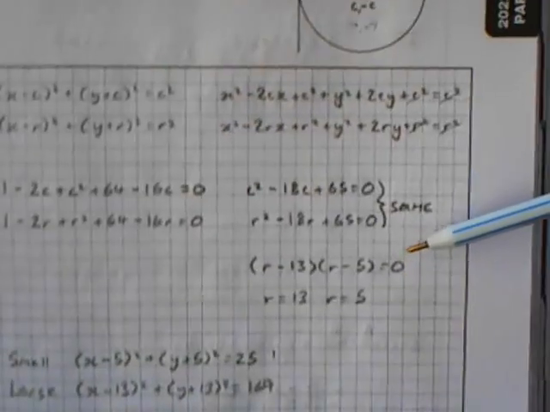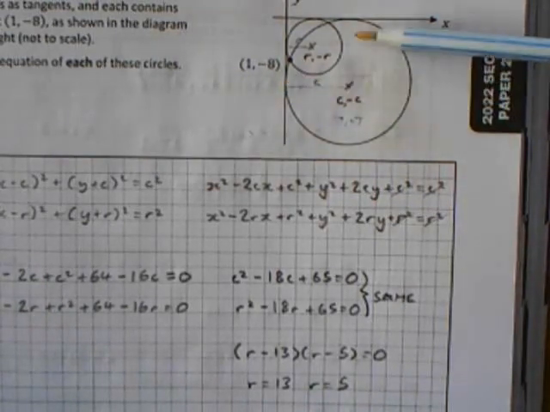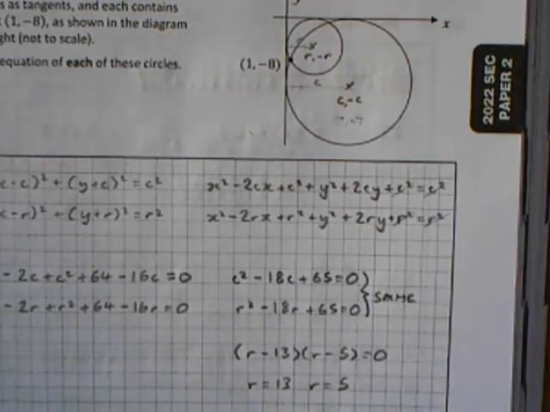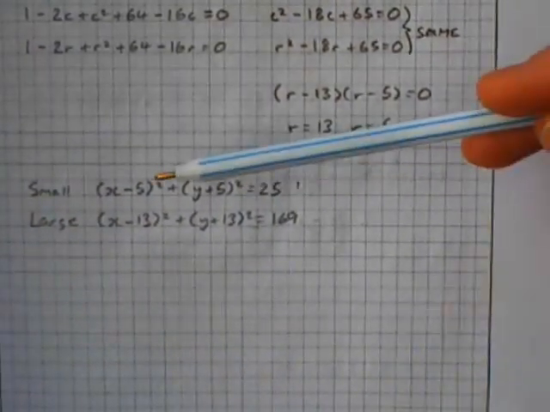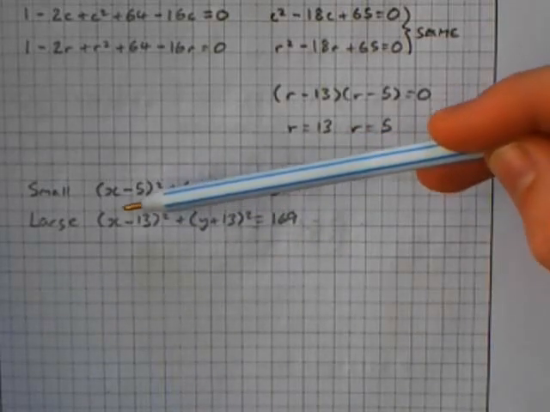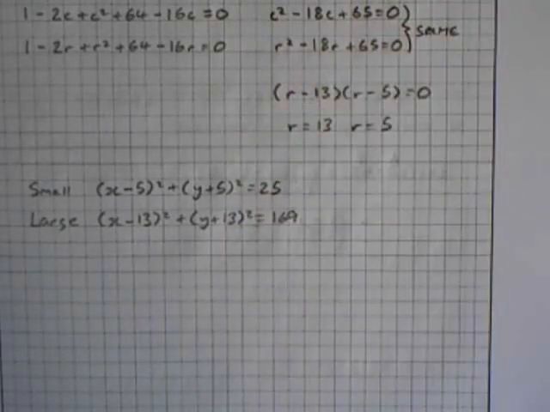What that means is then, this large circle is 13 minus 13, and the small circle is 5 minus 5. That's why there's 2 answers. So my small circle, I've got my 5s, 5 squared at the end, and my large circle, I've got my 13s, 13 squared at the end. Toughest question so far in this paper, I'd say.